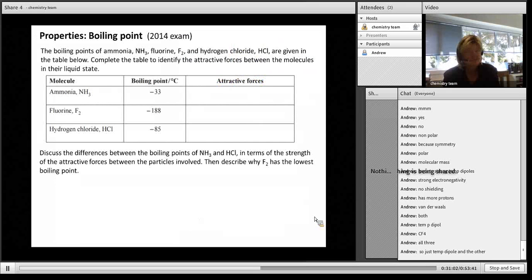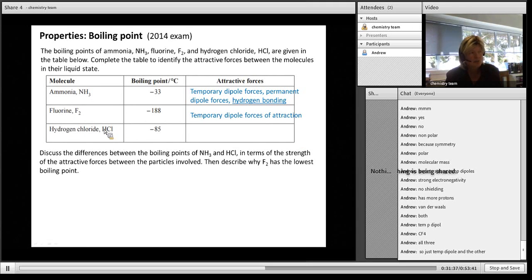Right, this is now from last year's exam. So you've got ammonia, fluorine, and hydrogen chloride, and you're first told to work out the attractive forces, and then you had to discuss the differences in the boiling points. Okay, so ammonia is temporary, permanent, and hydrogen bonding. Then remember, it's hydrogen bonding because the H is bonded covalently to the nitrogen, so it can now hydrogen bond with another ammonia. Fluorine, non-polar, so it only has the one type. That will not have hydrogen bonding, but it'll have the other two types.